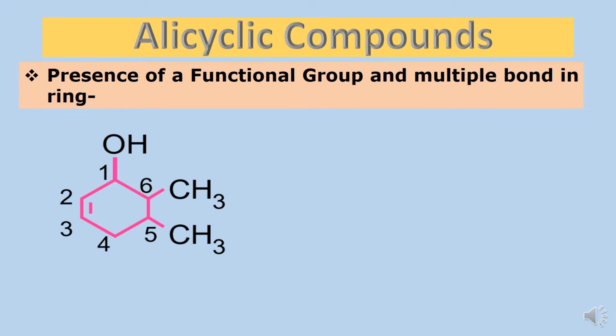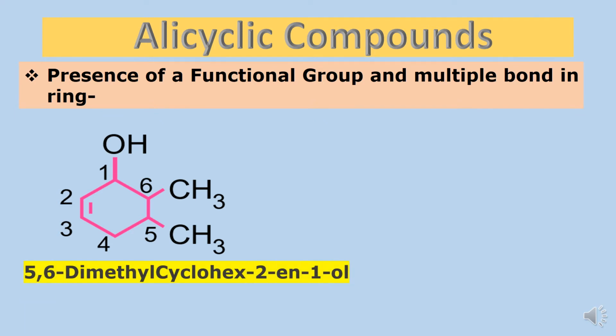If a functional group is present in a cyclic compound and a multiple bond is also present, then if the functional group is in priority order, that means if it is a principal functional group, then preference will be given to that group and then the multiple bond. For example, the name of this compound is 5,6-dimethyl cyclohex-2-en-1-ol. Here preference is given to the hydroxy group and then the multiple bond.